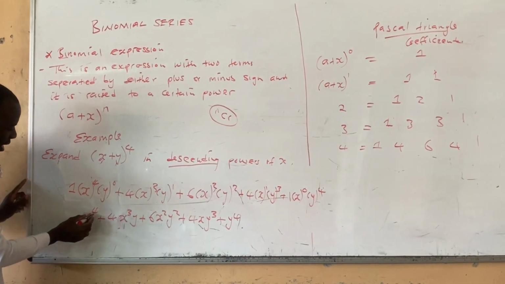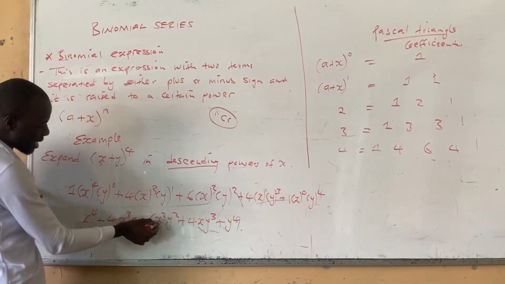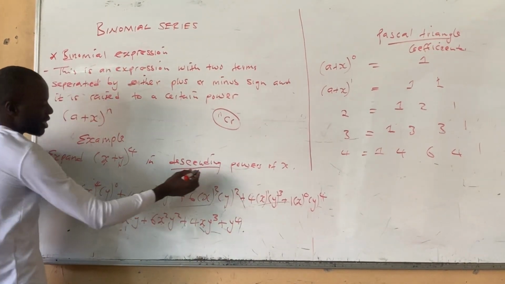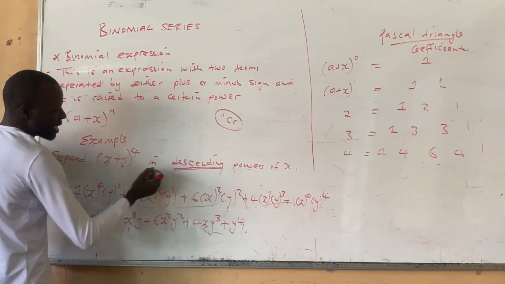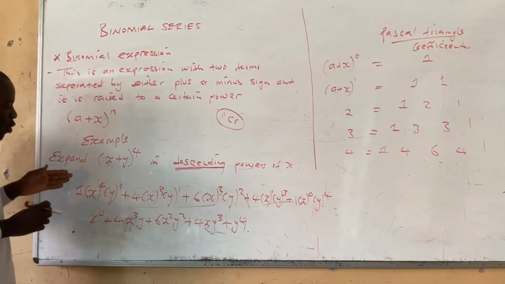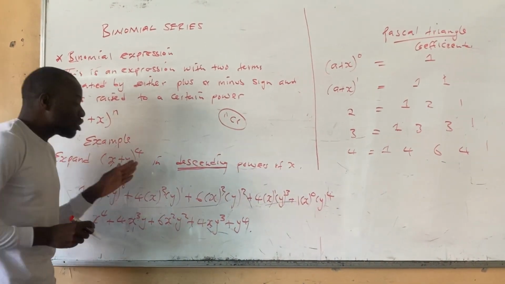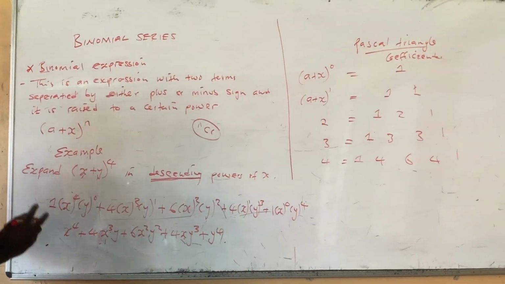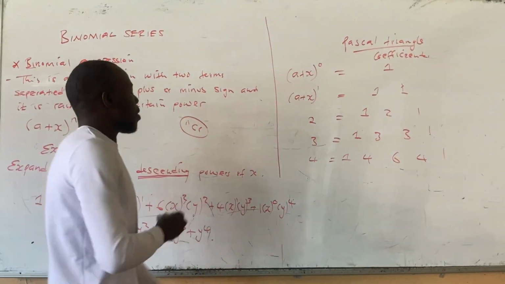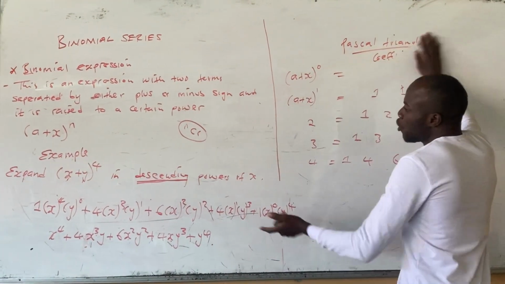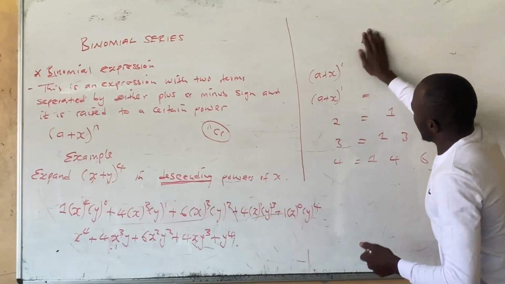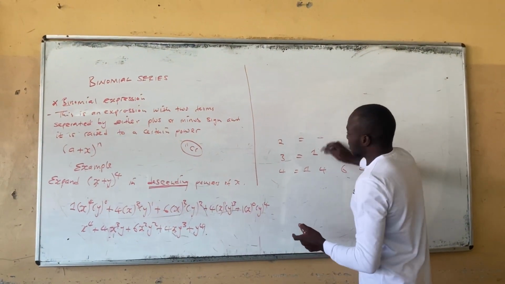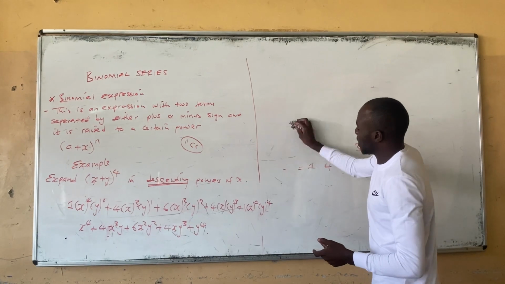Look at this. x to the power 4, x to the power 3, x to the power 2, x to the power 1. Of course, here we have x to the power 0. So when there's this condition here, in descending powers of x, x should be decreasing, then y will be increasing. So this is the general expansion. Now we know the general expansion. These are some of the questions which they will ask in an exam.